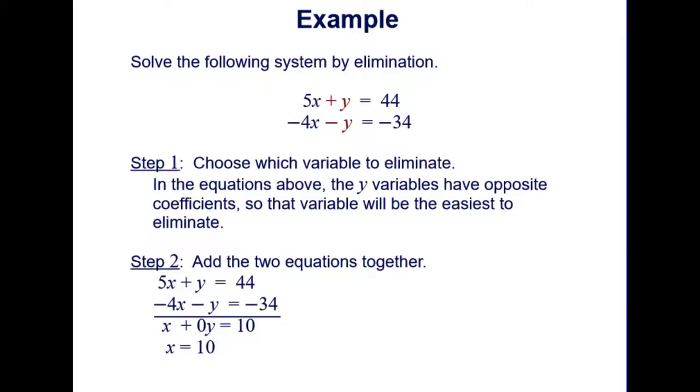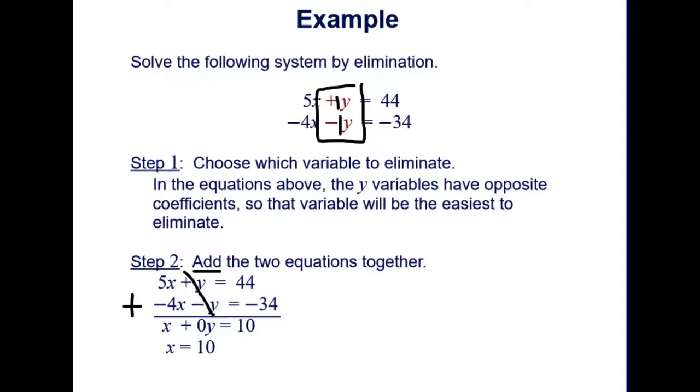So let's see an example of this. It says solve the following system by elimination. When I look at this system, 5x plus y equals 44 and negative 4x minus y equals negative 34, I'm looking for those opposite or same coefficients. In the equations, the y variables have opposite coefficients: a positive one and a negative one. So y would be the easiest to eliminate, because all we have to do is add the two equations together and it will go to 0. It cancels out, leaving us with x equals 10.